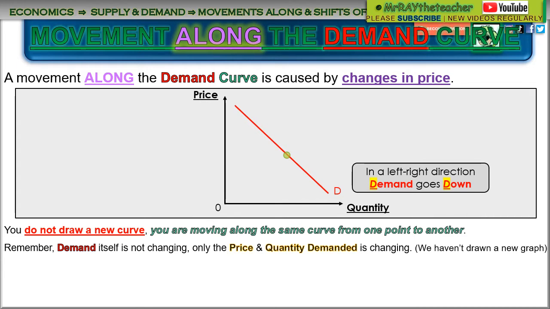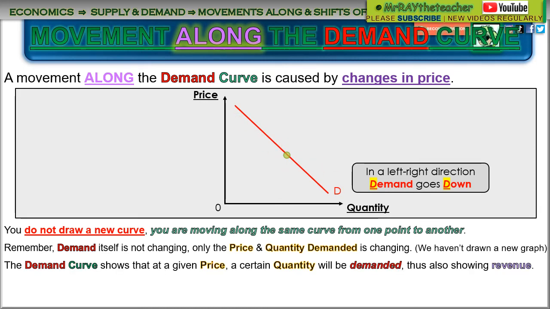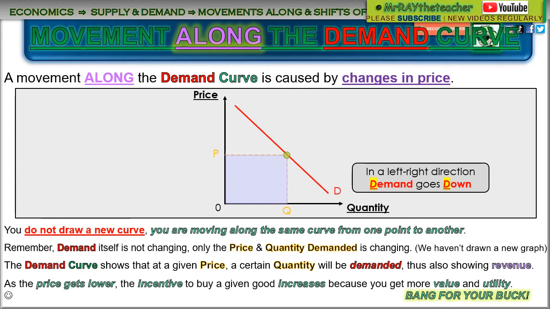Now remember that demand itself is not changing. Only the price and the quantity demanded is changing. Remember, we haven't drawn a new graph. So the demand curve shows that at any given price, a certain quantity will be demanded, thus also showing revenue. That would come in there. So P times Q. I've explained that before. If not, check out my other videos that explain it. And also, as the price gets lower, the incentive to buy a given good or demanded service increases because you get more value and utility.